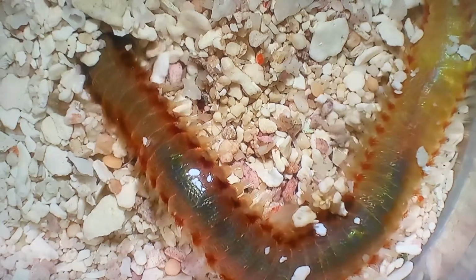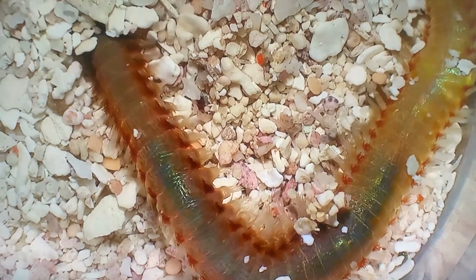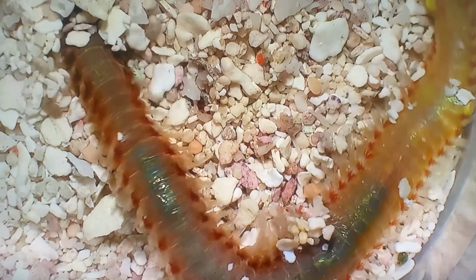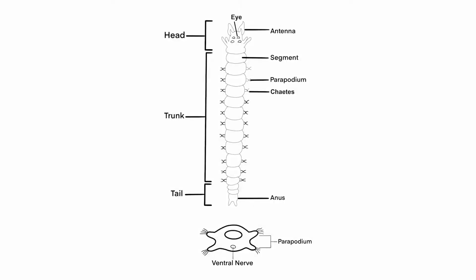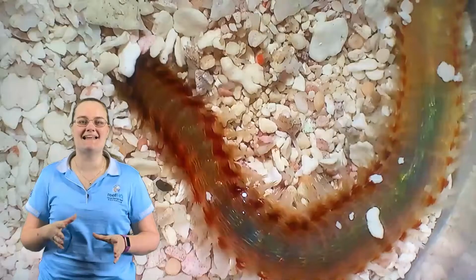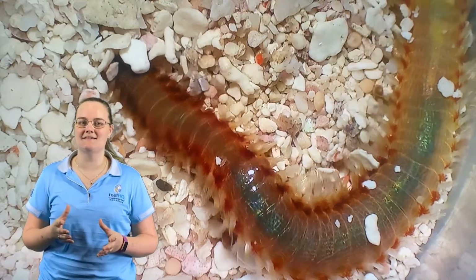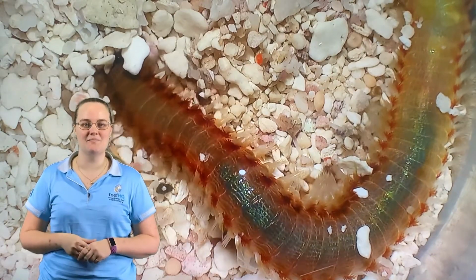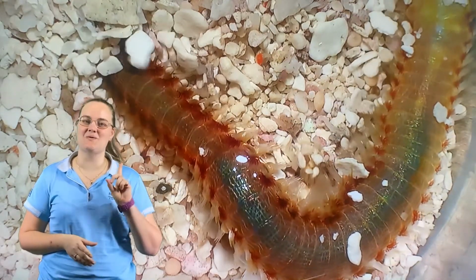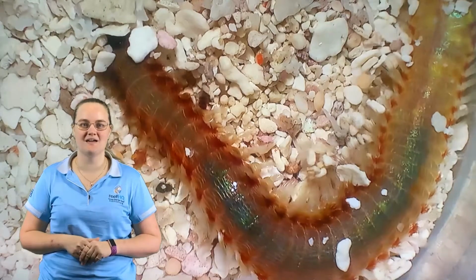Many burrow under the sand, but some crawl over the sediment and other surfaces, and some are free swimming through the water. Polychaetes have what are known as parapodia, or small leg-like structures that they use to walk, crawl, or swim. In some species, these parapodia are large and complex, but in others, they are relatively small. And each segment of a polychaete's trunk contains one pair of parapodia.